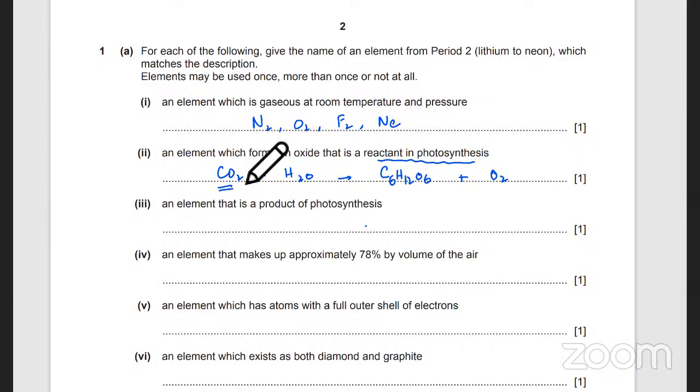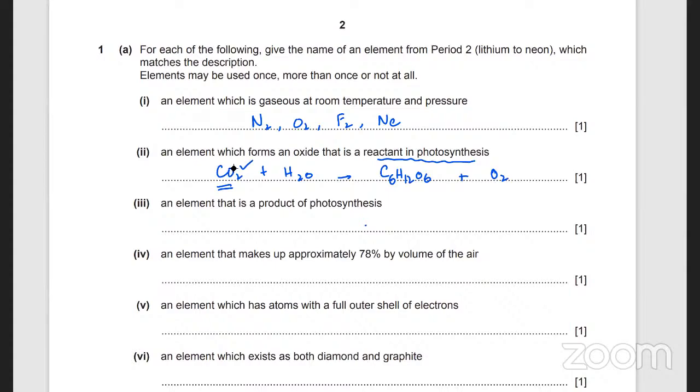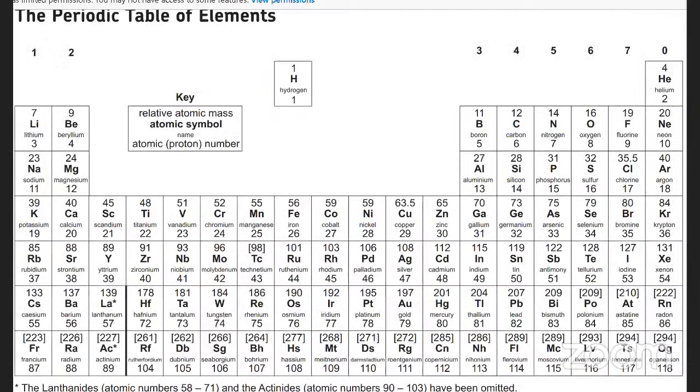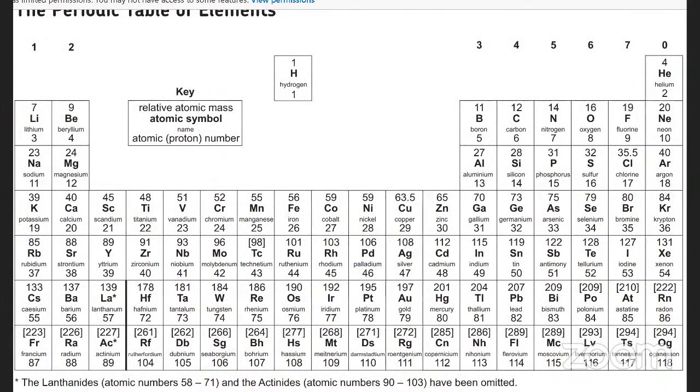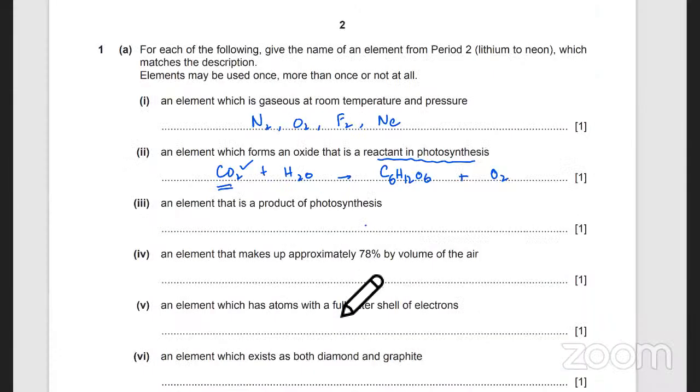The element which forms an oxide, which is a reactant, so that is obviously carbon dioxide, ठीक है, क्योंकि carbon is over here. Next one, element that is a product of photosynthesis. मतलब that's O2, right? ठीक है, clear?